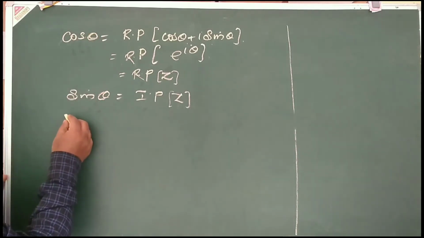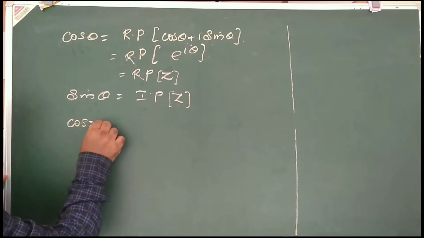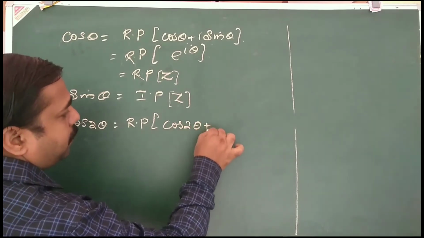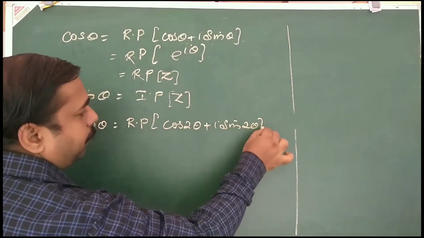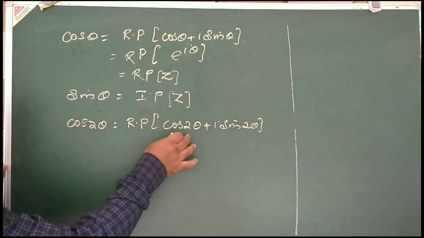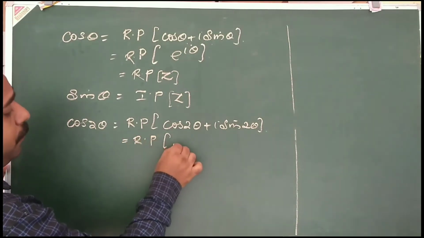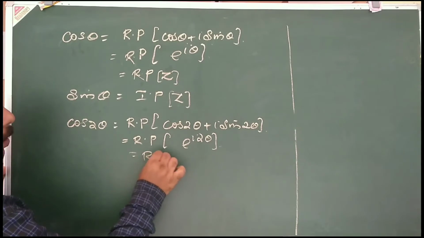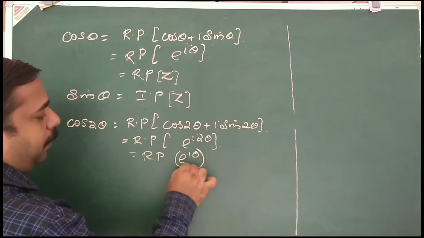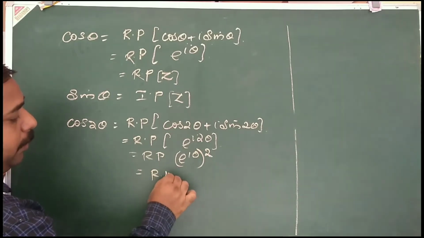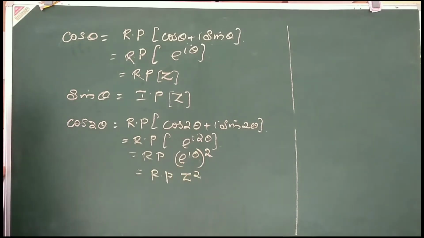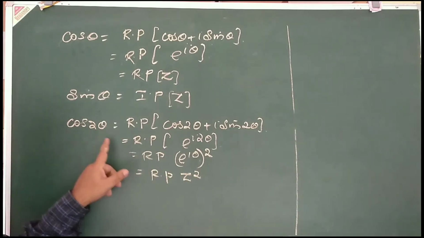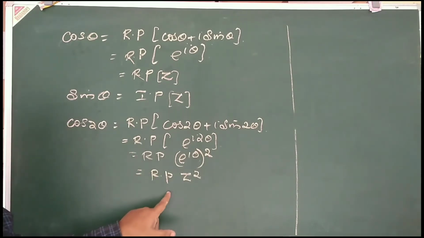So what is cos 2 theta? Cos 2 theta is equal to the real part of cos 2 theta plus i sin 2 theta. So this is equal to the real part of e raised to i 2 theta, which is the real part of e raised to i theta the whole square. That is the real part of z square. So your angle is 2 theta, we take z square. If it is cos, we take the real part. If it is sine, we take the imaginary part.